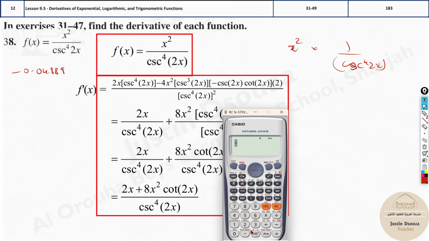Here, do the fraction symbol, 2x plus 8x squared. Now what about cotangent? Multiply it and use the fraction over here. Cotangent is 1 by tangent 2x. That's it. Now go down over here. What is cosecant? Now here, don't change it like up and down and all. Just write 1 divided by sine 2x. Now open the brackets and close the brackets over here.